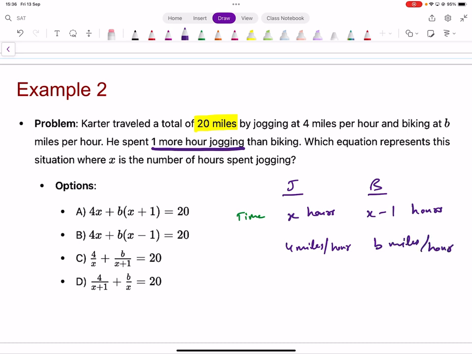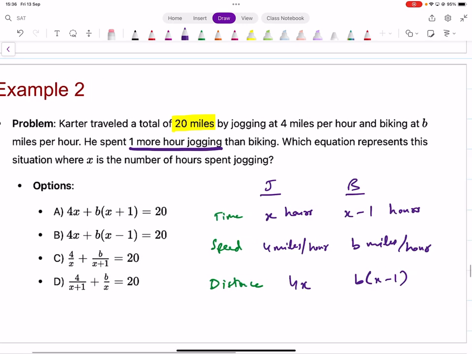What's the total number of miles that we get from this? You see, you've got hours here, miles per hour. If you want to cancel out hours, you have to multiply them, and you have a simple formula for that as well. Distance equals speed into time. So what's the distance traveled while jogging? What would that be? 4 times x. And what's the distance traveled while biking? It will be b into x minus 1.